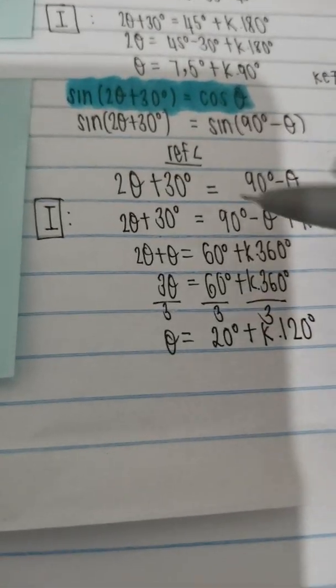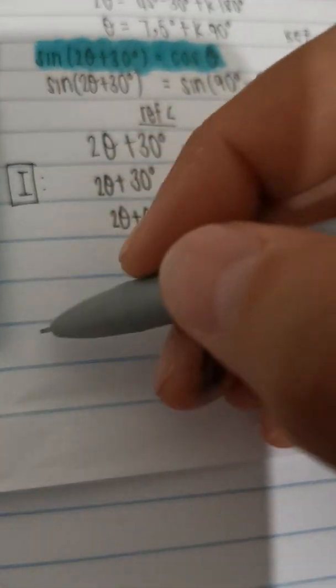Okay, so that's just for the solution in quadrant 1. We need the solution in quadrant 2 as well.